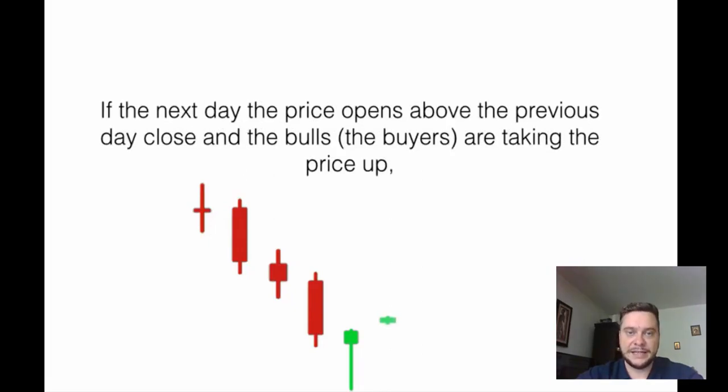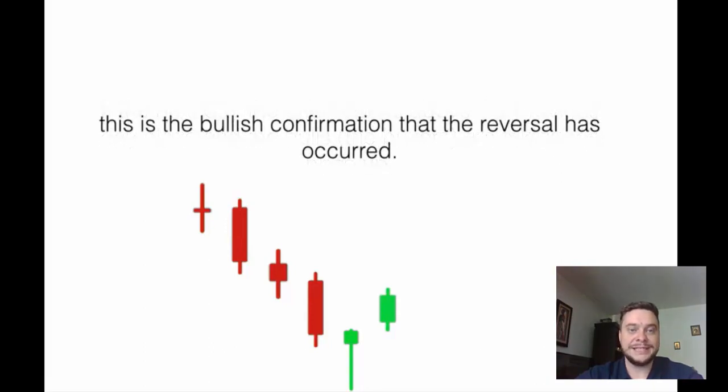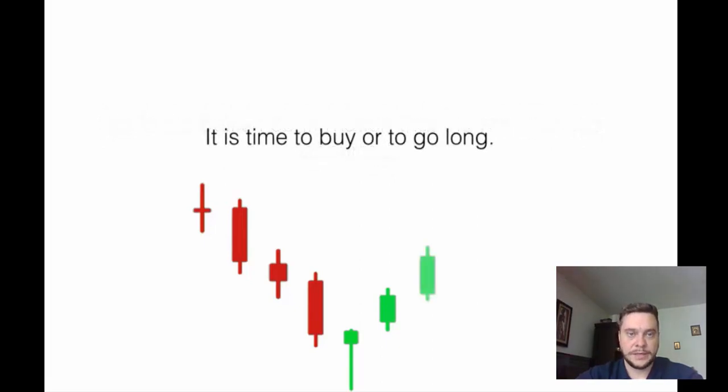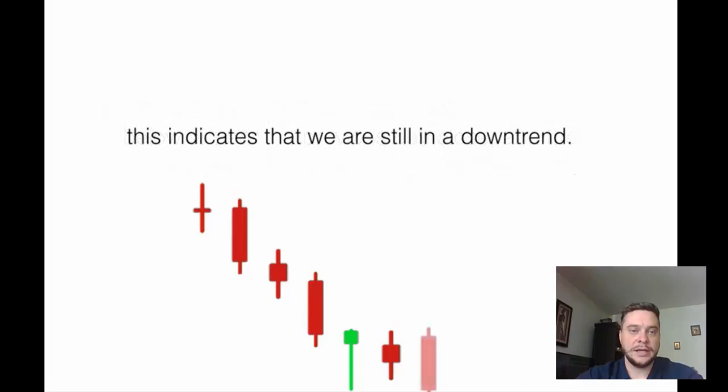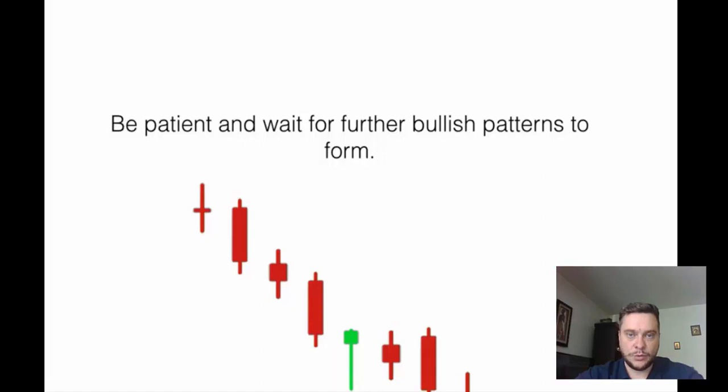If the next day the price opens above the previous day's close and the buyers are taking the price up, this is the bullish confirmation that the reversal has occurred. It is time to buy or to go long. On the other hand, if the next day the price opens below or near the previous day's close and the sellers start taking the price down, this indicates that we are still in a downtrend. Be patient and wait for further bullish patterns to form.